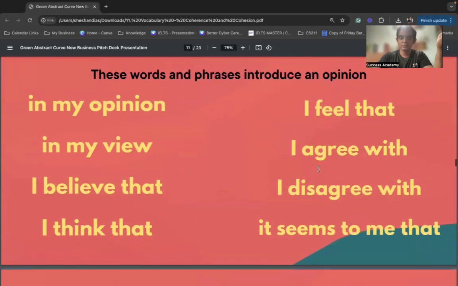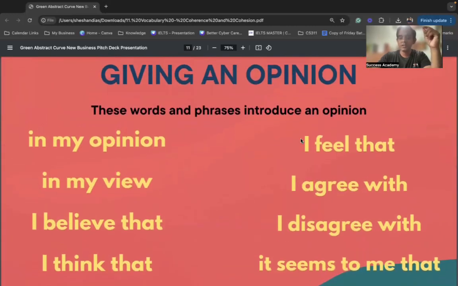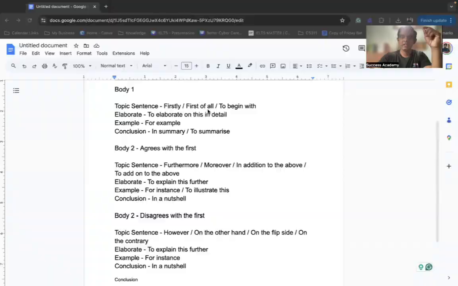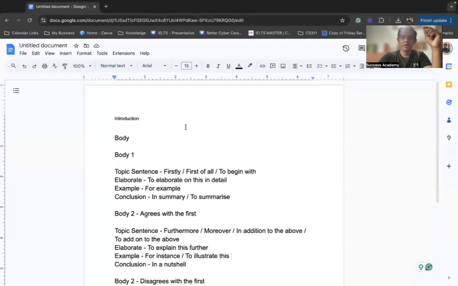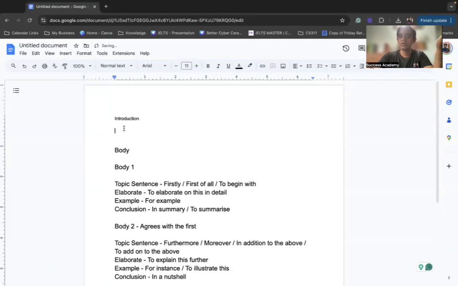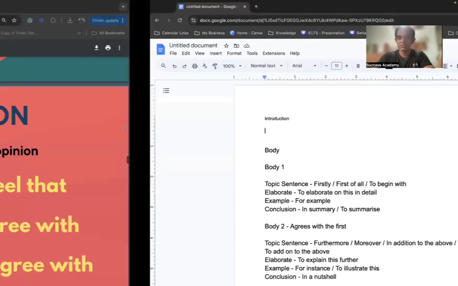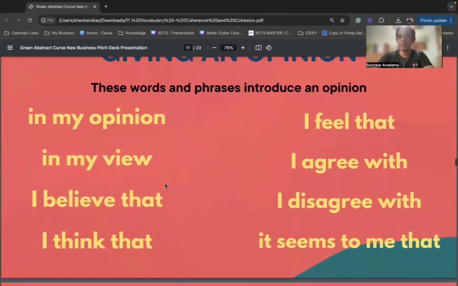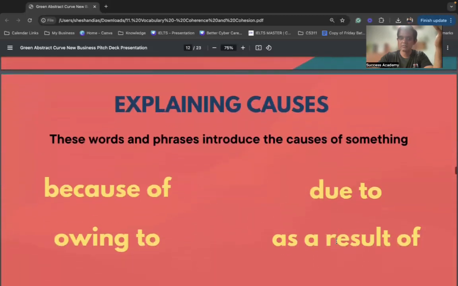Make sense? So when you are giving an opinion, this will be very important in your introduction, right? Because in the introduction, you always have to give your opinion. According to our structure, if you're writing, always in your introduction, you have to give an opinion. So you can say, in my opinion, in my view, I believe that. You don't have to know all of this, right? You just have to know one or two maximum. I disagree with. It seems to me that, right?